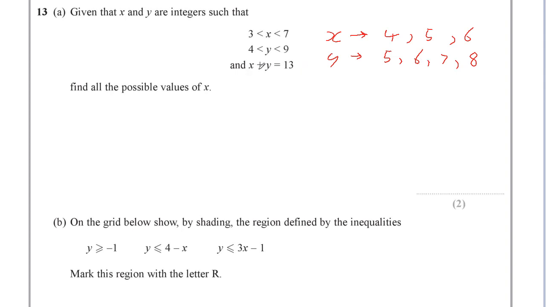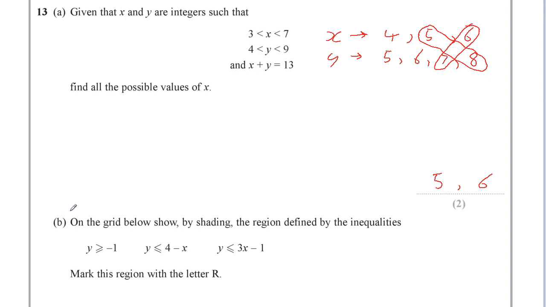And they have to add up to 13. Well, I think there's 7 and 6 make 13. And 5 and 8, 13. Nothing with 4. So the only x values are 5 and 6. Okay.